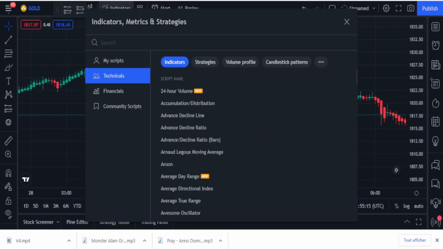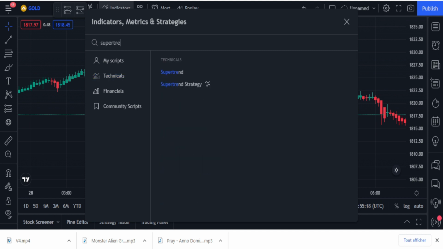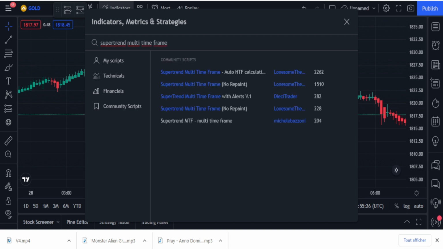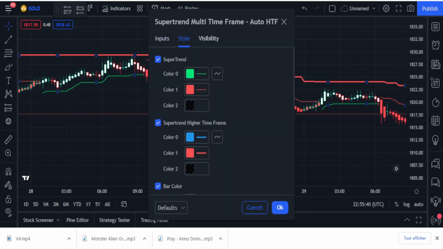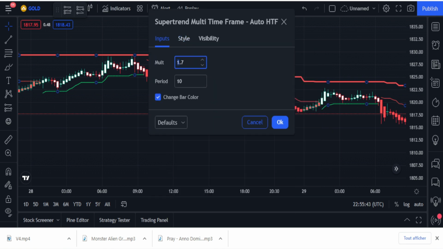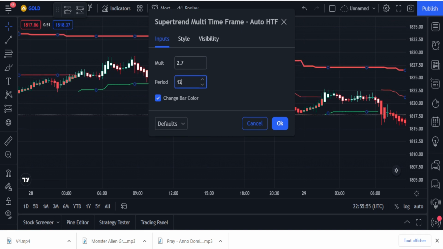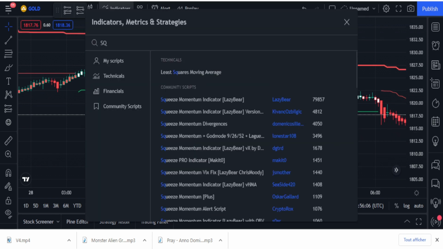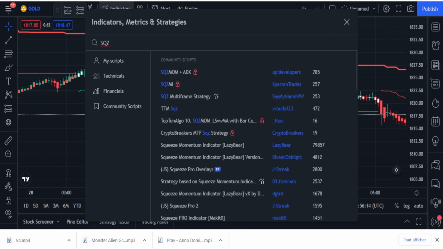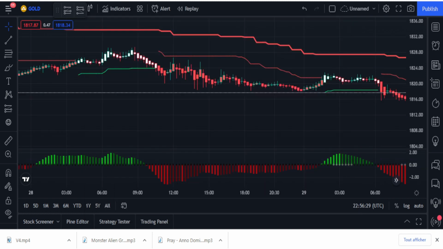In the Tradingview platform, we will add our first indicator, which is the Super Trend Multi-Time Frame. Simply type the name of the indicator and select this one. In the input section, change this value to 2.7 and the period to 12. Make the buy signal green and sell signal red, and we are done. The second indicator is the squeeze momentum. Type these letters in the indicators bar, SQZOM, and select this one. In the second indicator, we won't make any changes, we'll simply work with the default settings.